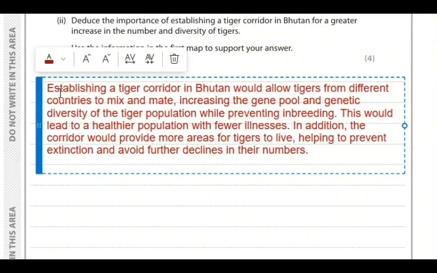Establishing a tiger corridor in Bhutan would allow tigers from different countries to mix and mate, increasing the gene pool and genetic diversity of the tiger population while preventing interbreeding. This would lead to a healthier population with fewer illnesses, and in addition, the corridor would provide more areas for tigers to live, helping to prevent extinction and avoid further declines in their numbers.